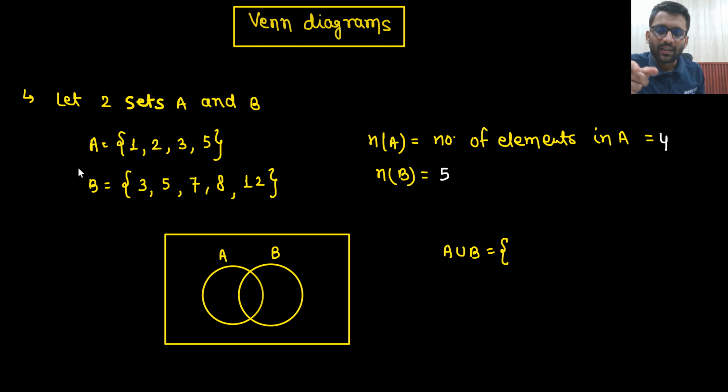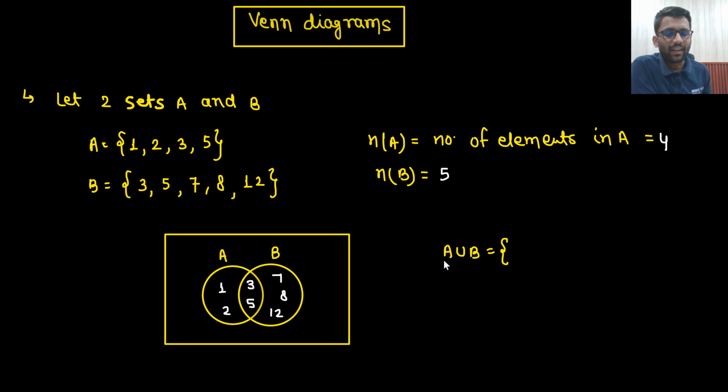Now in A there is 1, 2, 3, 5, and in B there is 3, 5, 7, 8, 12. So 3 and 5 are common in both of them. Say yes or no. 3 and 5 are common, and this is the common part of A and B. So here I will write 3 and 5, and 1 and 2 are only in A. What about B? 3 and 5 are common, 7, 8, 12 are here.